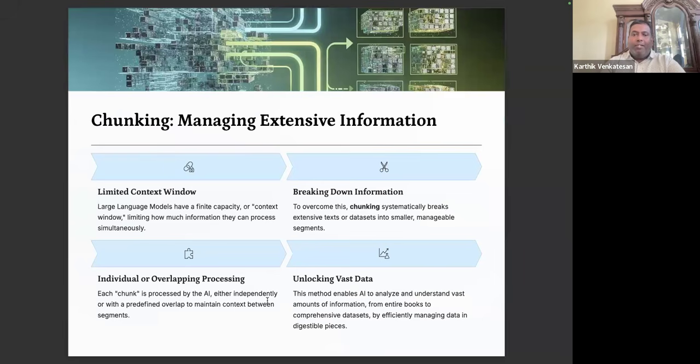Chunking: limited context window, so you break down information, or you chunk the data into individual chunks or overlapping chunks. I don't think I covered how overlapping exactly works. Like the first 500 words are one chunk, and then the second 500 words are one chunk. But if you want to overlap to preserve the context between these two chunks, then you say 10% overlap. That means the second chunk will start from the 450th token instead of the 500th token. That's how it preserves the context.